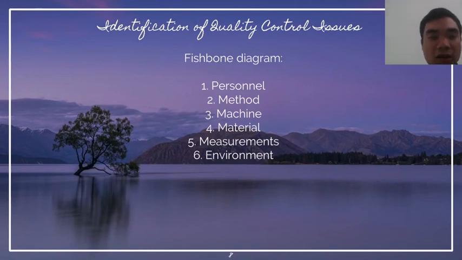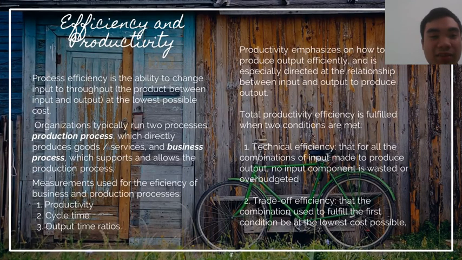After knowing quality costs, we can then move on to efficiency and productivity. The first question we must ask is, what is efficiency? Process efficiency is the ability to change input to throughput, that is, the product between input and output, at the lowest possible cost. To change input into output, organizations typically run two processes: the production process, which directly produces goods and services, and the business process, which supports and allows the production process.